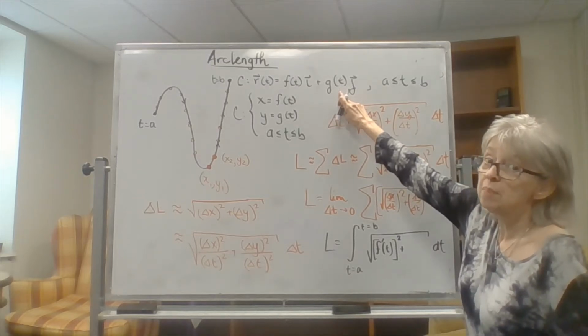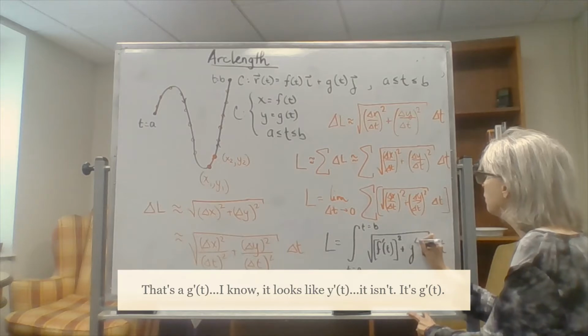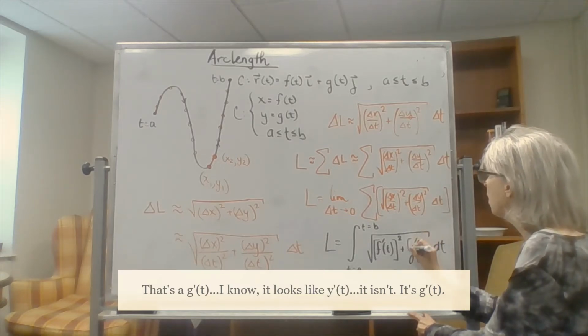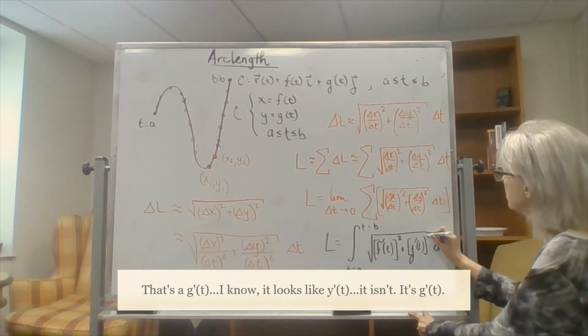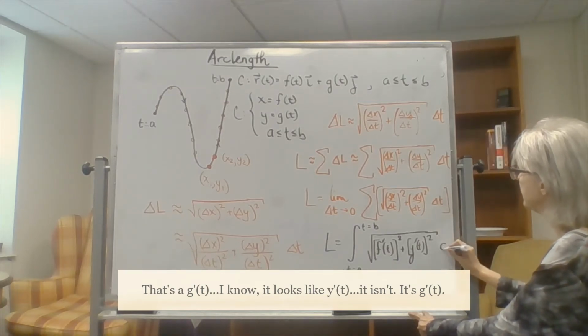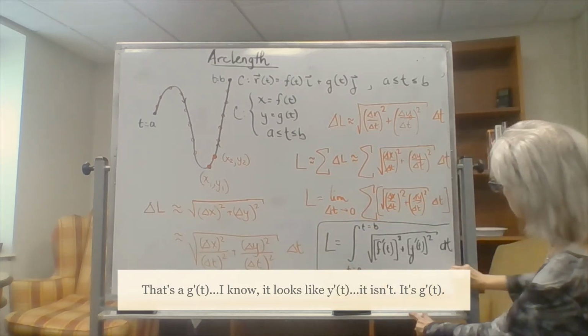Where did y come from? g of t. What is the derivative of g? I don't know, because I don't know what g is, but I'll just throw a prime on it. And again, extend my square root symbol. Slide that dt over so you don't think it's stuck inside of the square root.